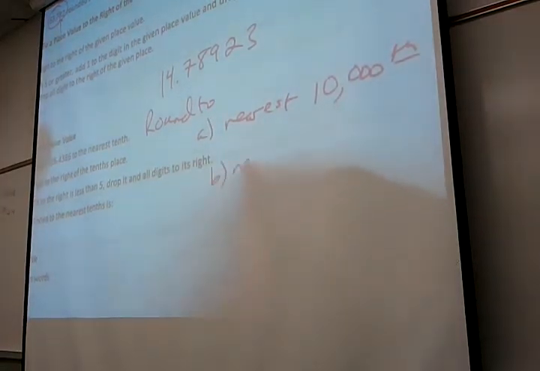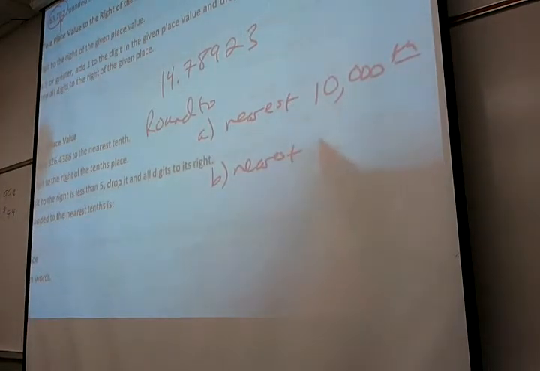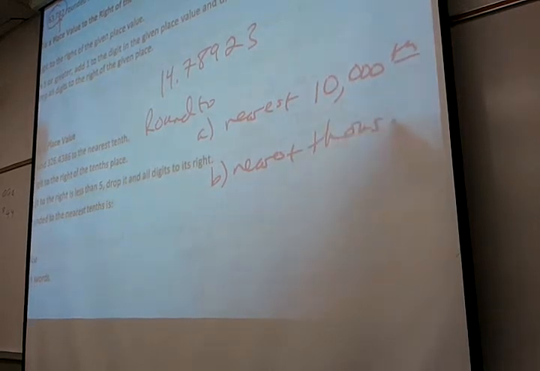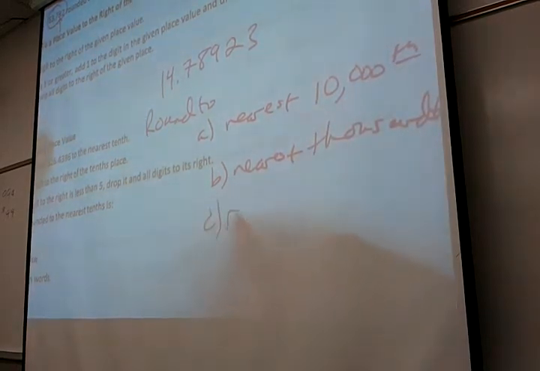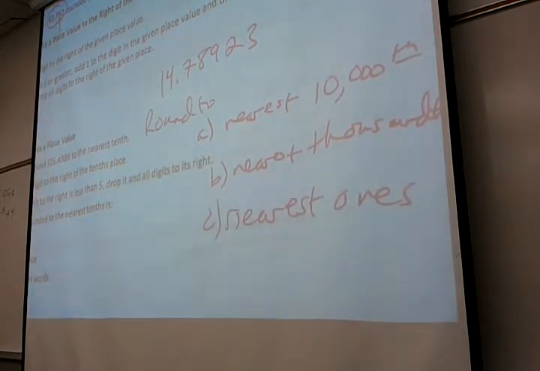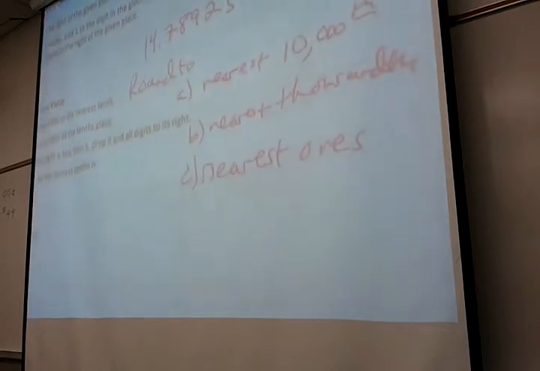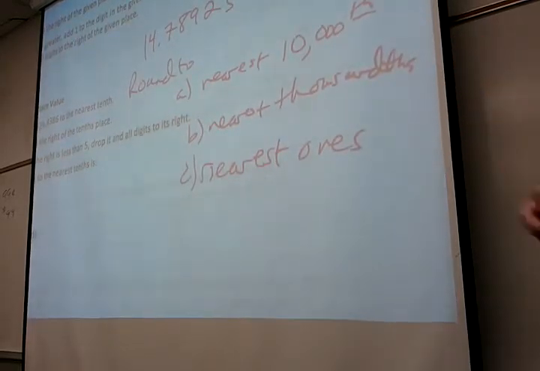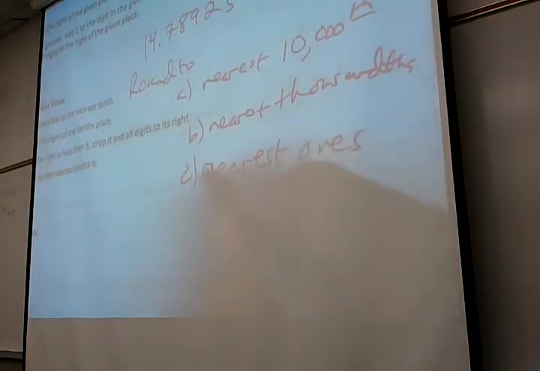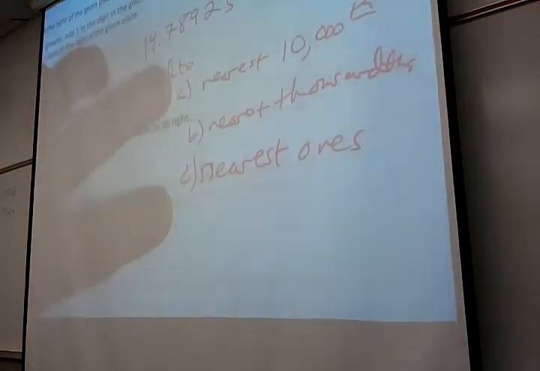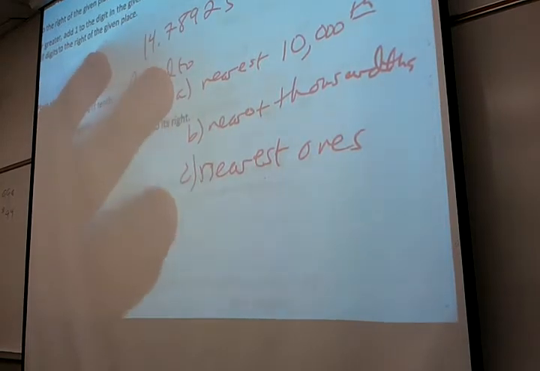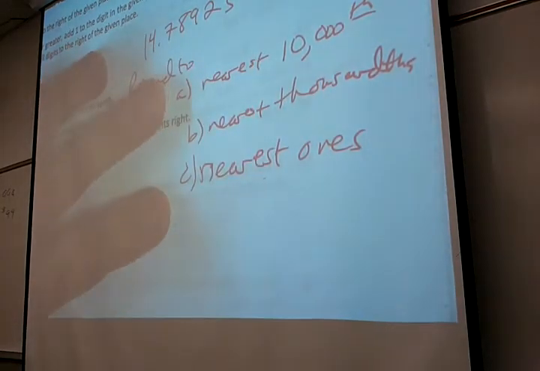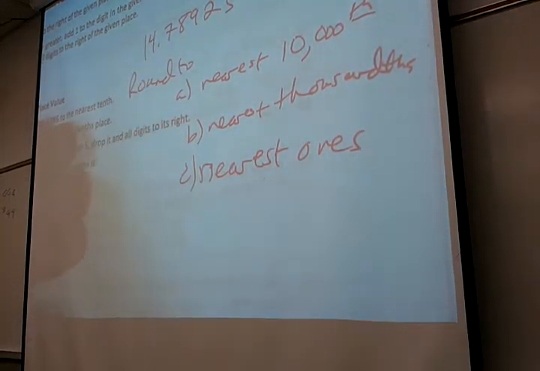And round it to the nearest thousandth. And then round to the nearest ones. So nearest 10,000ths, nearest thousandths, and nearest ones. If you are wondering, no, my handwriting does not get better when I use some other implement, which is all too obvious.